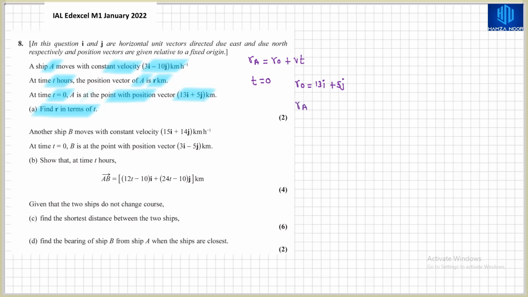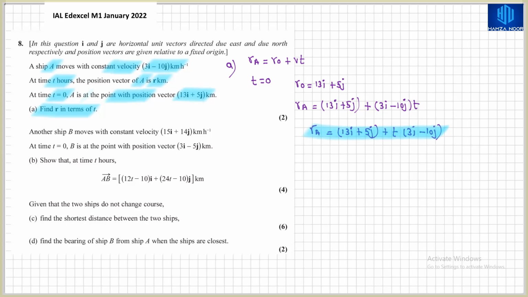Therefore r_A will be equal to 13i plus 5j plus the velocity vector multiplied by t, and the velocity vector is 3i minus 10j, so it will be multiplied by t. So the answer of part A is therefore 13i plus 5j plus t times (3i minus 10j). This is the answer of part A.